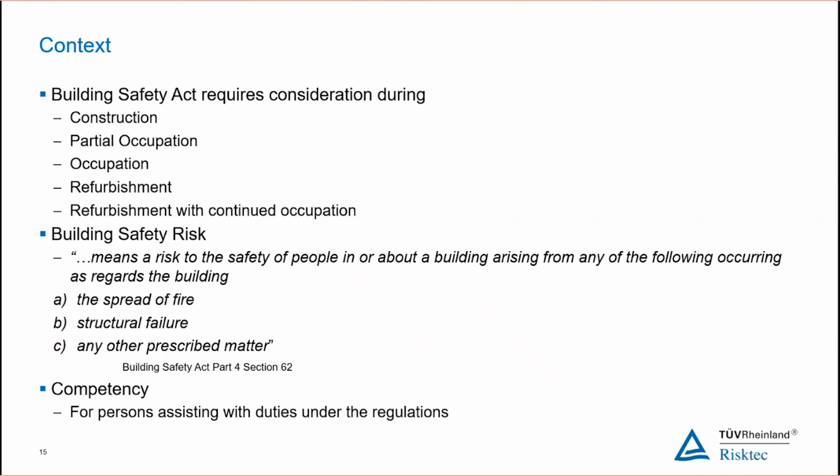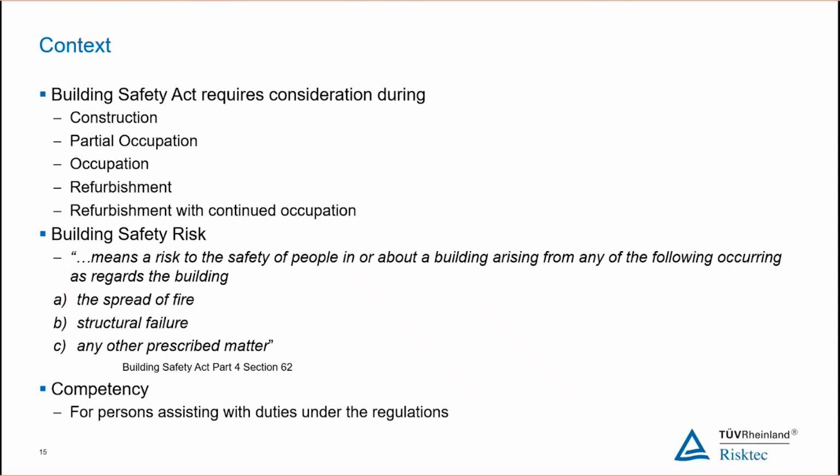There's also a key part within the Act that talks about competency for persons assisting with the duties under the regulations. It has two key parts. The persons who are doing the risk assessments have to be competent to do that, to offer opinions within that. But also the persons who are responsible for managing the controls, and the various processes we are relying on to continue to manage our building risks, also have to be competent to do those jobs.